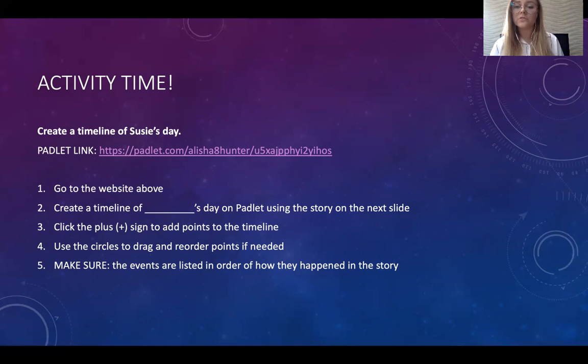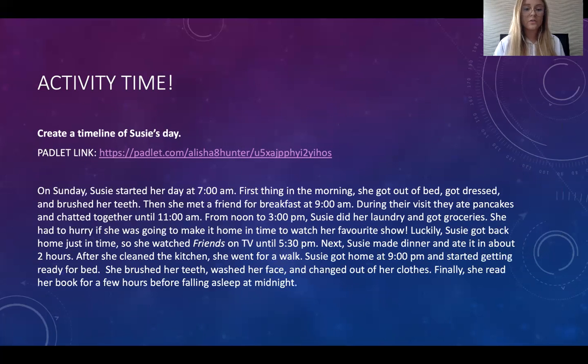Okay, so I want you to add the points on the timeline that are described in the next story. Okay, so please make sure the events are listed in order of how they happen in the story and include as many time words and prepositions of time as you can. Okay, so here's the story here for you guys. I'm going to be sharing this slideshow so you can pause it and you can have a look at the story for as long as you need to.